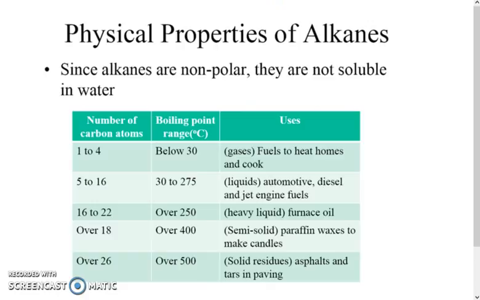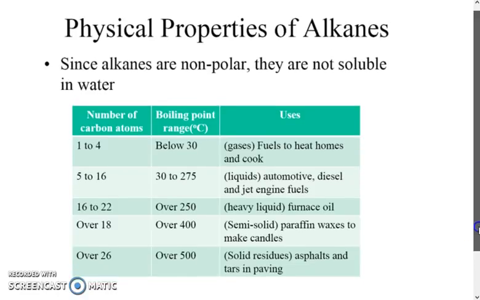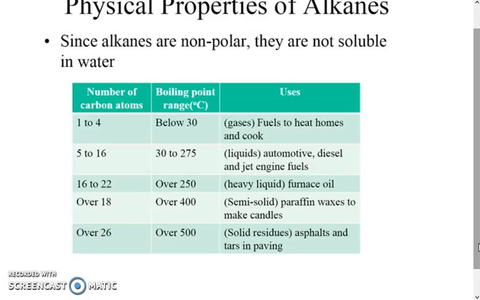Now, in terms of physical properties, they tend to be nonpolar. Because they're nonpolar, they're non-soluble in water. Now, in terms of their boiling point, if you have 1 to 4 carbons, they tend to be below 30 degrees. So therefore, that's why propane is a gas.